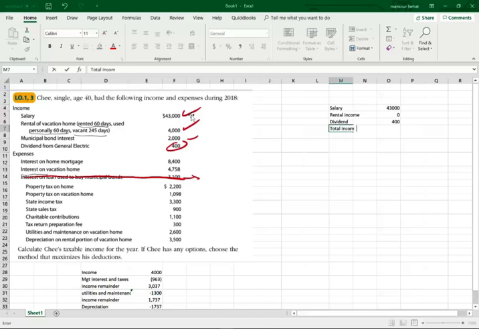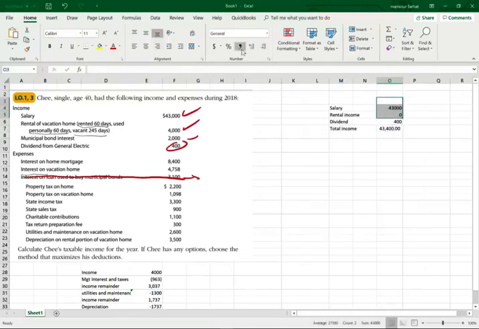Total income, we're going to get to the taxable income. So we're going to take 43,000, the salary plus the dividend, plus zero. Just to remind you, it's a zero. Since we don't have any adjustments, you can think of this as adjusted gross income.